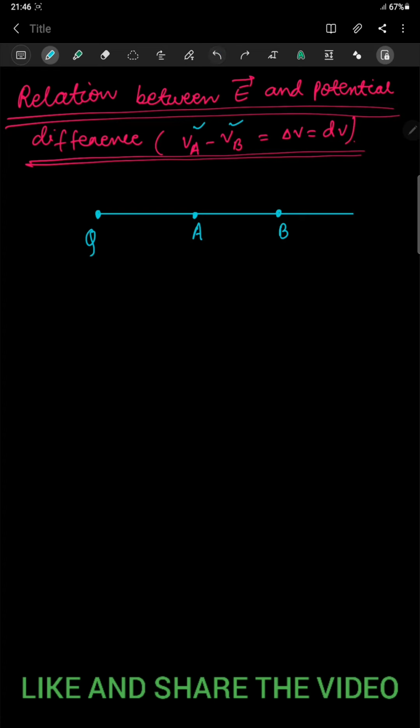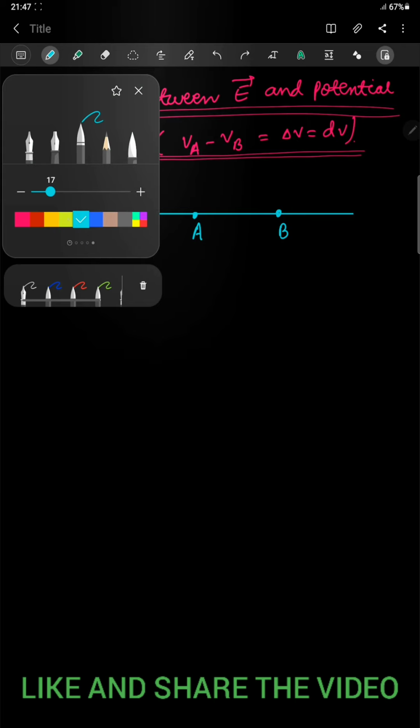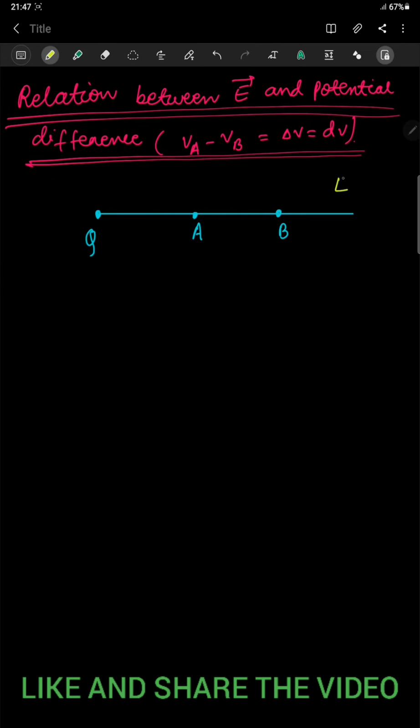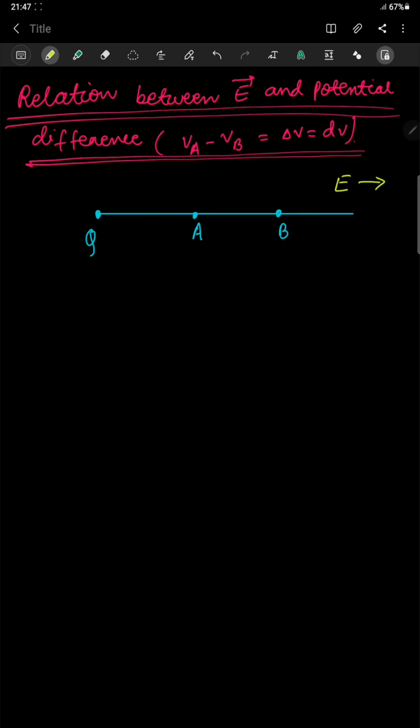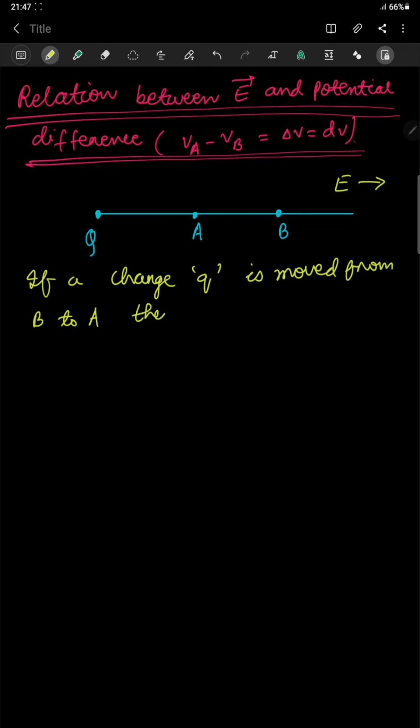Followed. Now I have taken a source charge Q, and that source charge is going to produce an electric field in this direction. Okay, I have taken 2 points, point A and B. Suppose a charge q is moved from B to A, then what will be the force? F vector will be charge into the electric field.